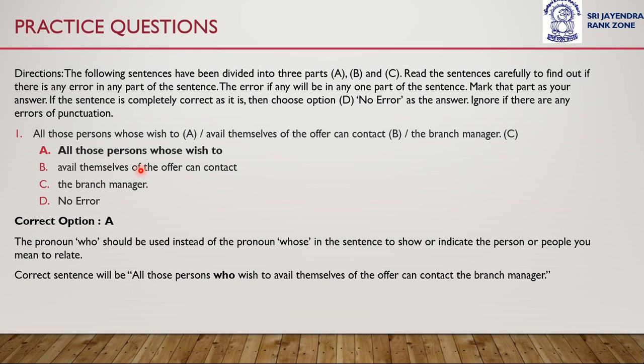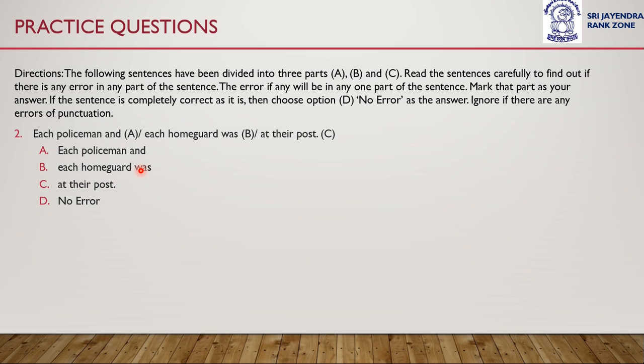Let us move on to the next question. It is a similar type of question. You have to recognize the error. Alright. Each policeman and each home guard was at their post. This is the sentence. Can you recognize which part of this sentence has an error? I am giving you 10 seconds in order to mark your answers.